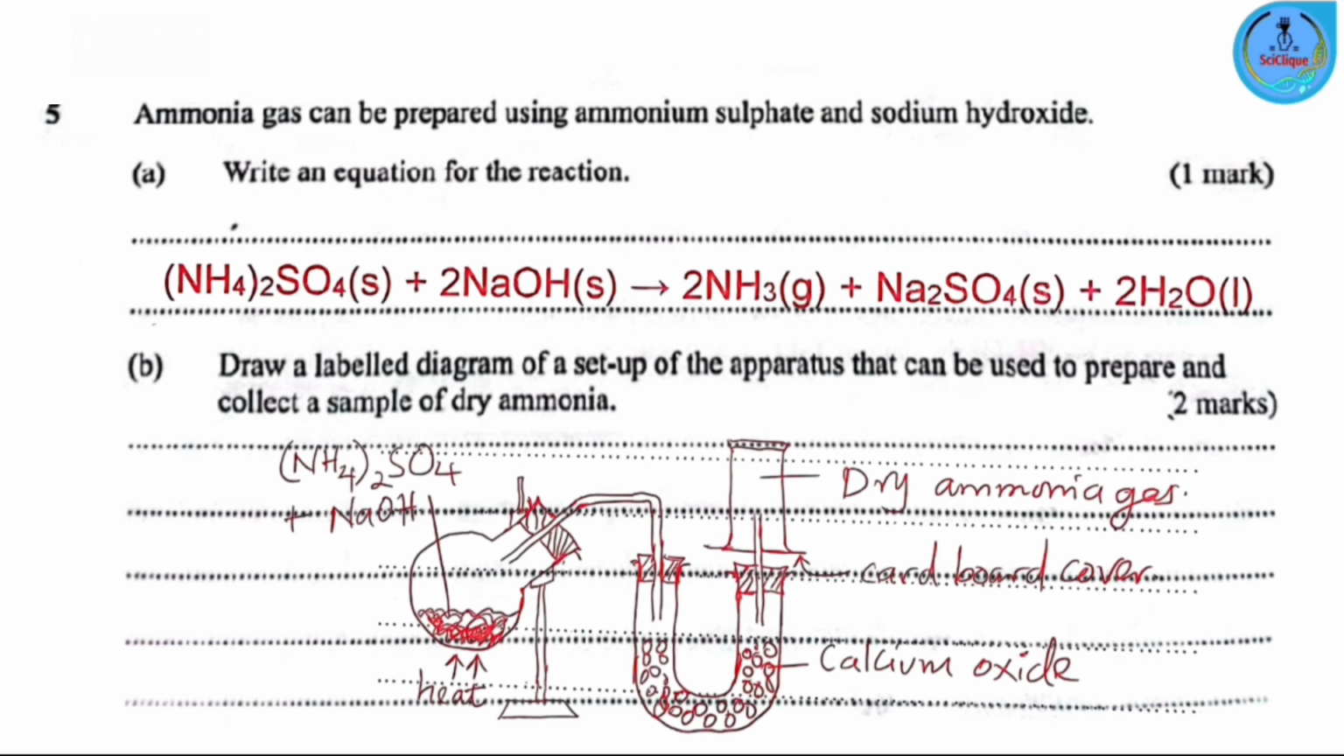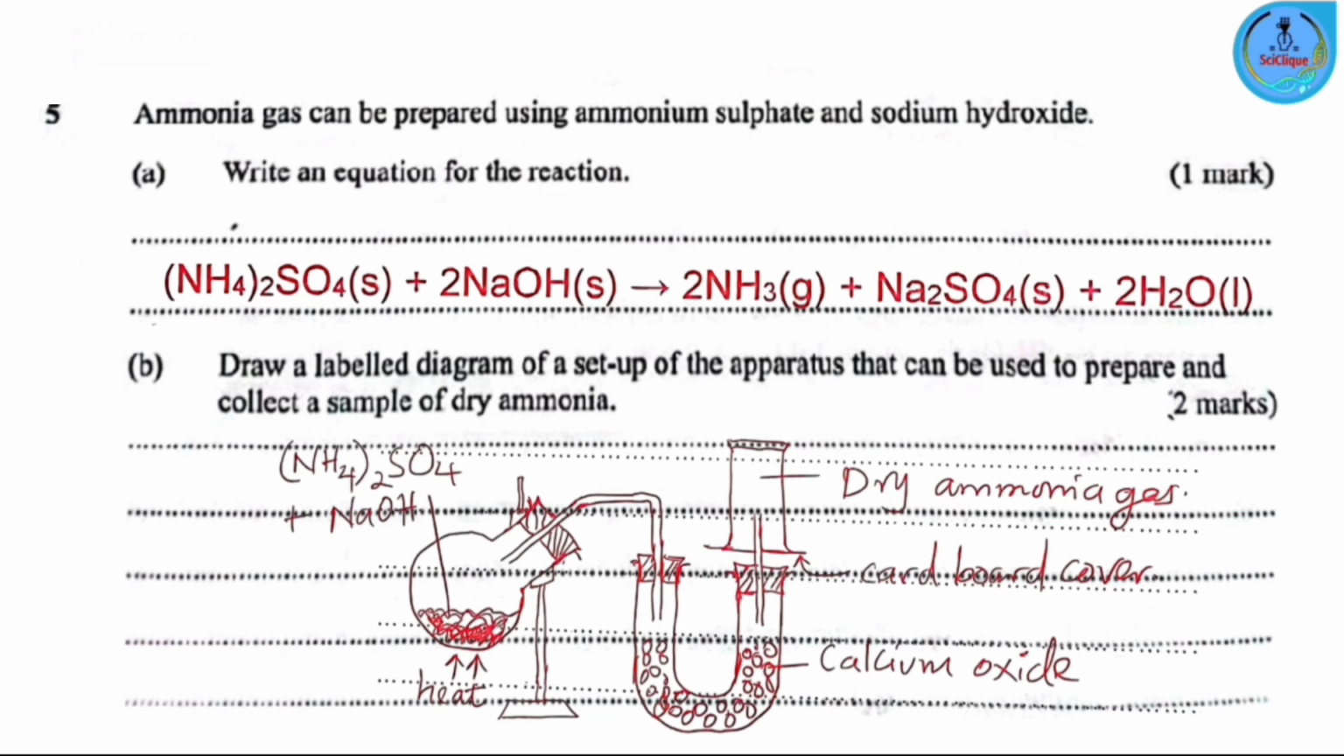Now, just a few things I would like to note. Number 1, calcium oxide, which is also known as quicklime, is used as a drying agent. The reason why this is preferable is because ammonia reacts with other common drying agents, such as sulfuric acid, and therefore they cannot be used. Ammonia is collected by upward delivery. The reason is because it is less dense than air.